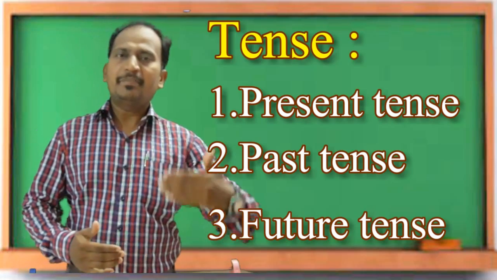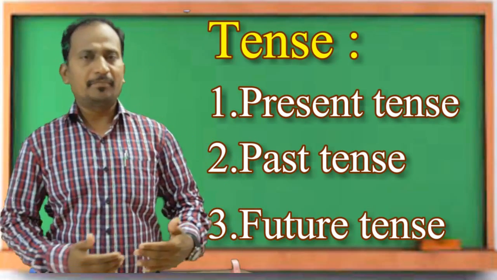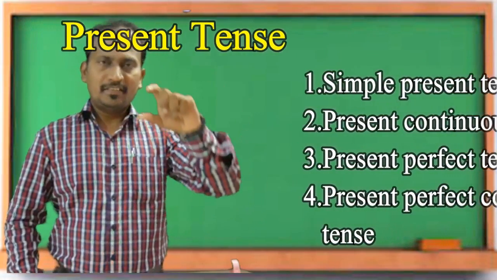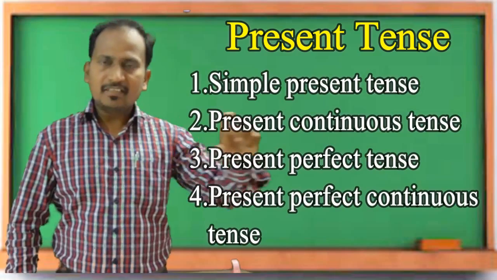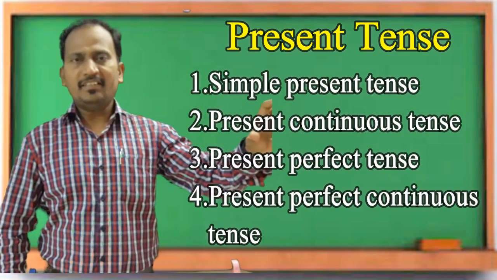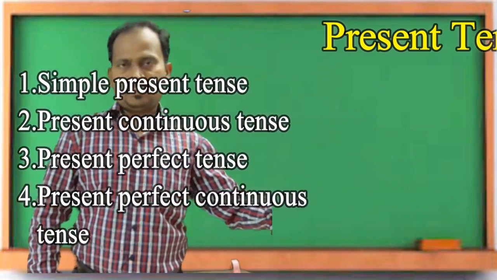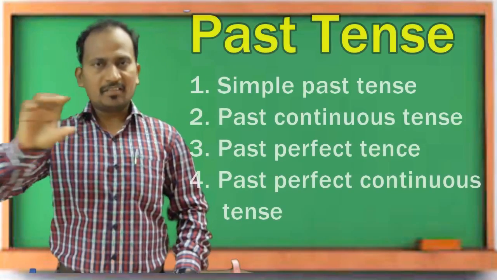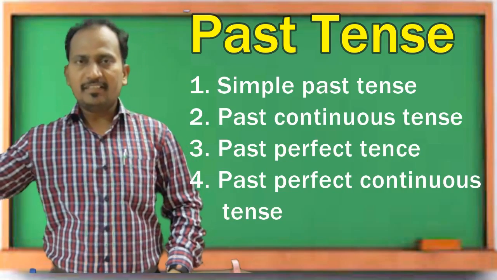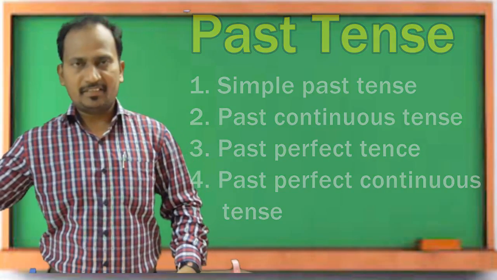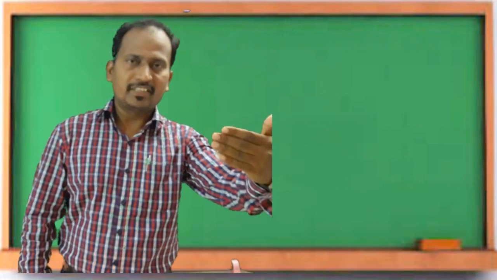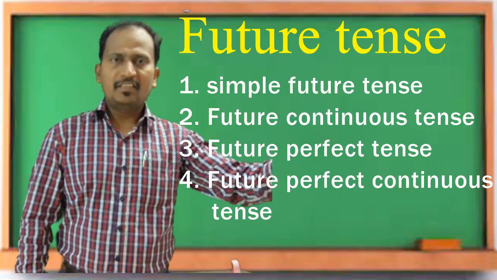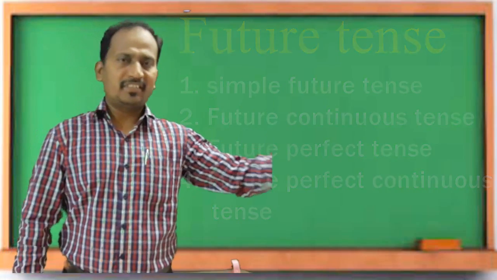These three tenses can be divided into four subtypes. In present tense: simple present tense, present continuous tense, present perfect tense and present perfect continuous tense. And in past tense: simple past, past continuous tense, past perfect tense and past perfect continuous tense. And the last one, future tense: simple future, future continuous, future perfect and future perfect continuous tense.